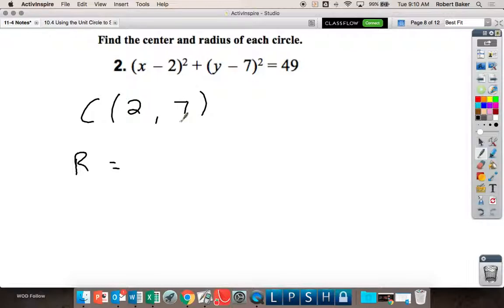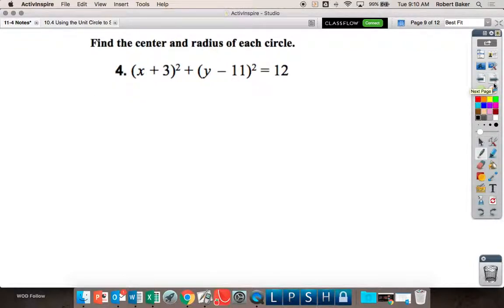The radius is r squared. How do you undo r squared? So what is the square root of 49? So it's the opposite of what it says for the center, and take the square root for r. It's just weird.